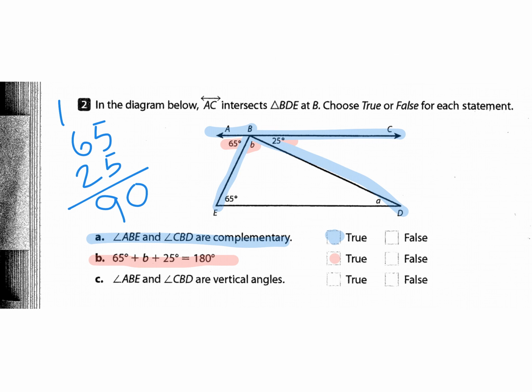So now we just have the last one to consider. The statement says the angle ABE and CBD, so those are the ones I highlighted in blue already, are vertical. That is false. Vertical angles are across from each other in an intersection. So to be vertical to ABE, I would need an angle up here. And the same with CBD. So letter C is false.